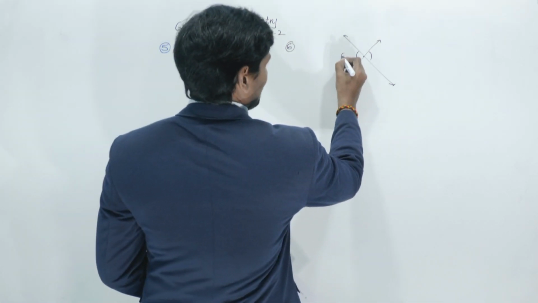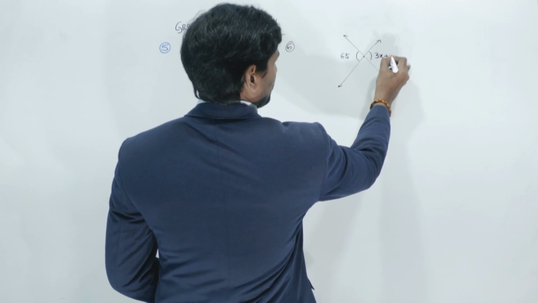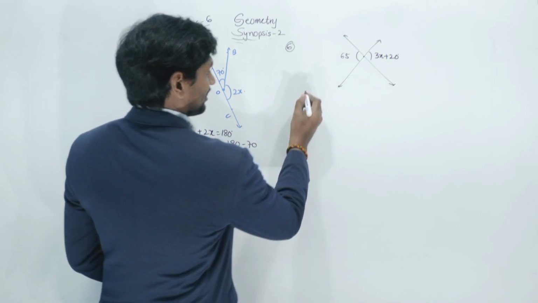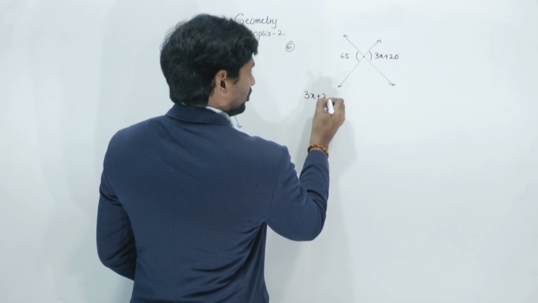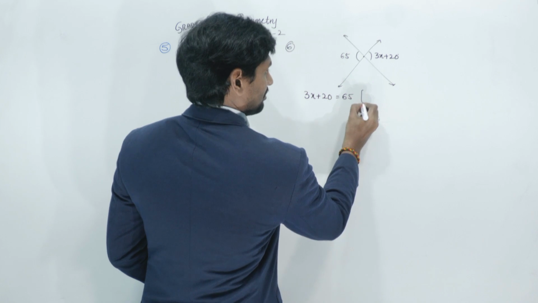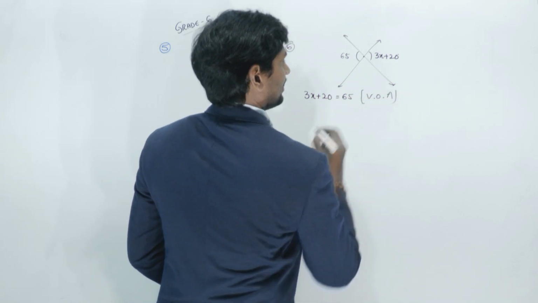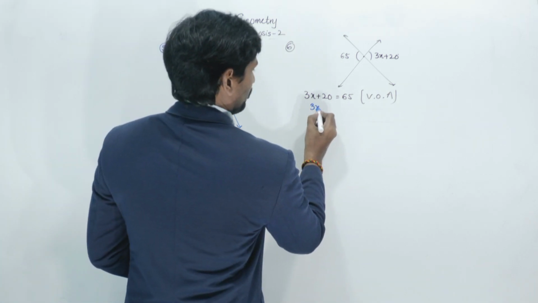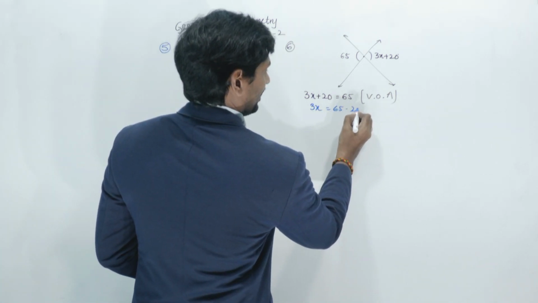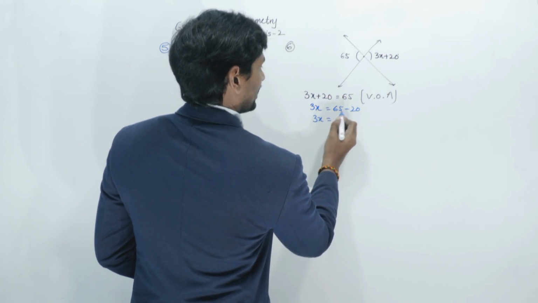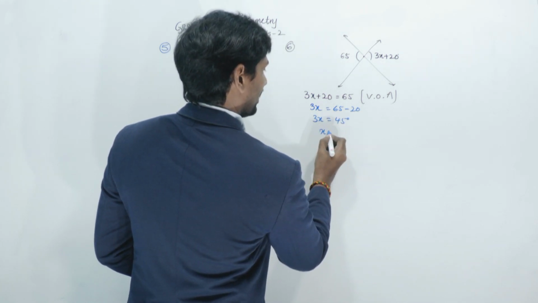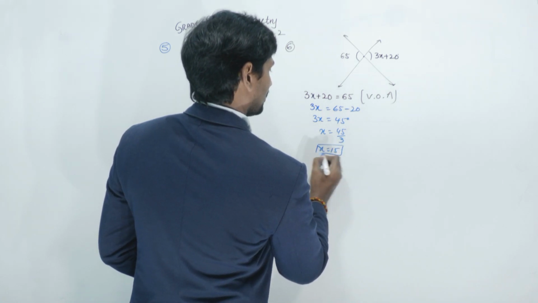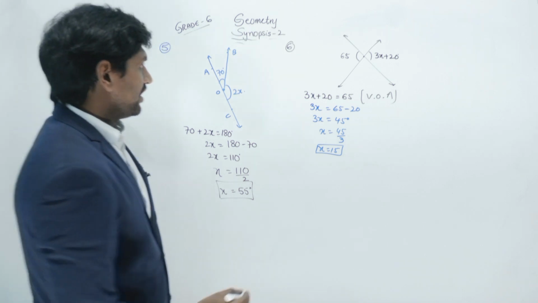So it is given as 65 and 3x plus 20 degrees. According to vertically opposite angles, we can write that both are equal. 3x plus 20 equals 65, because of vertically opposite angles. So from this, transposing plus 20 gives minus 20. So 65 minus 20 is 45. The x value is 45 by 3, which is 15. Okay? Now the 7th question.